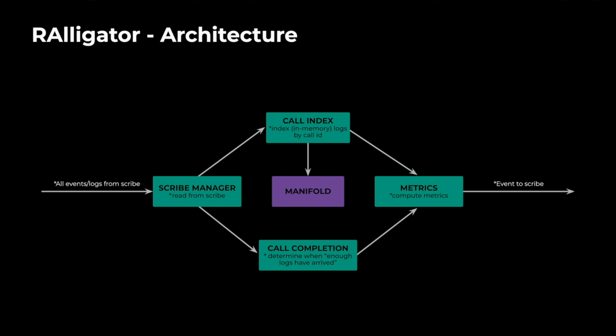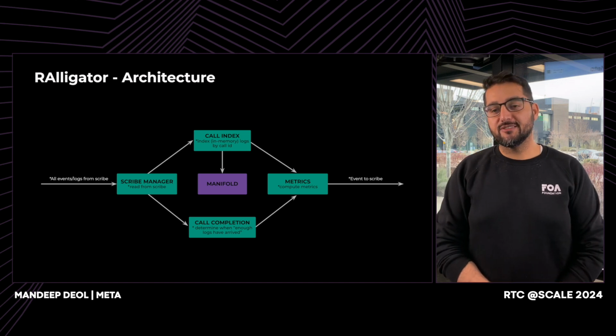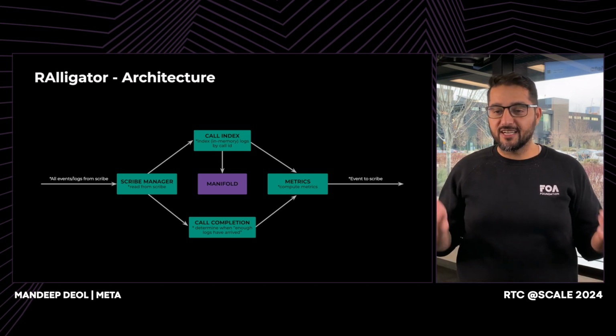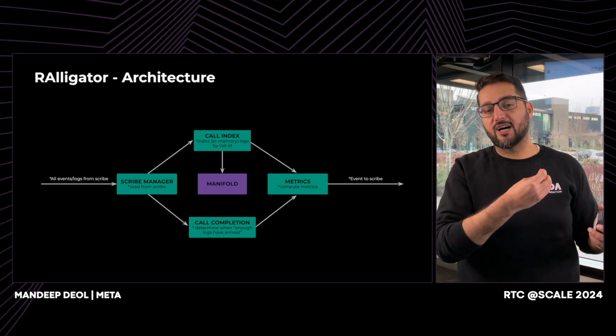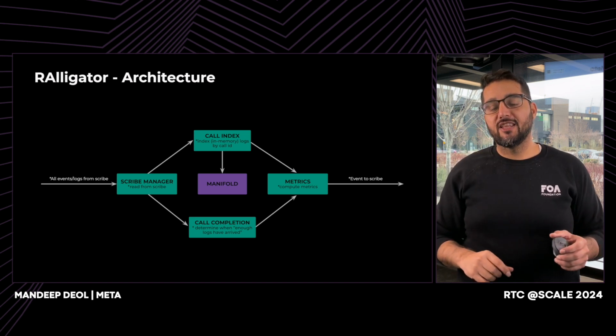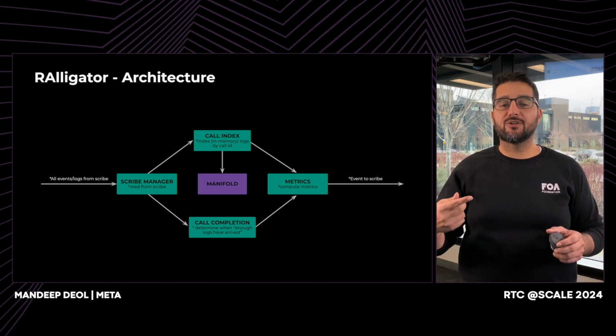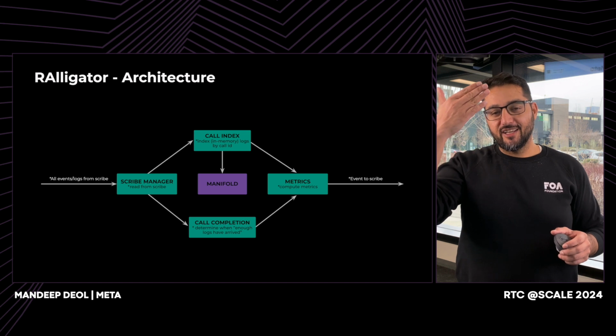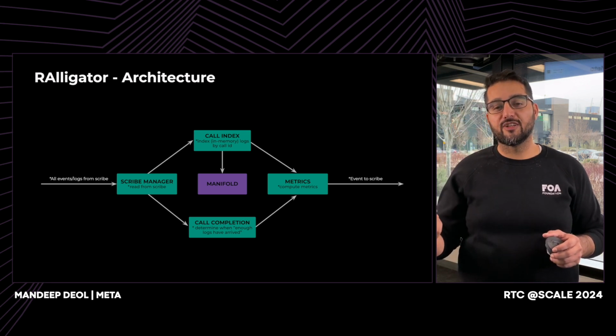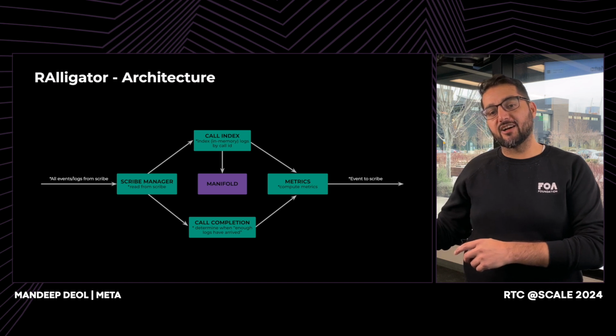In addition to that, we have call completion, and this component is responsible for determining when all of the logs for a particular call have arrived so that the call can be processed. Another way of thinking about the system is that there are 2 sides to it: an input side and an output side. The input side is pulling data from Scribe and putting it into the call index. Then we have the output side, which is running on a timer. So the call completion logic is running on a timer and trying to determine which calls have now received all of the data, and then writing out the aggregated outputs.